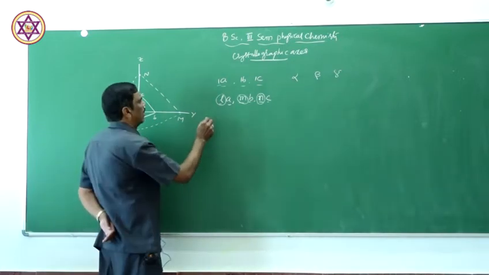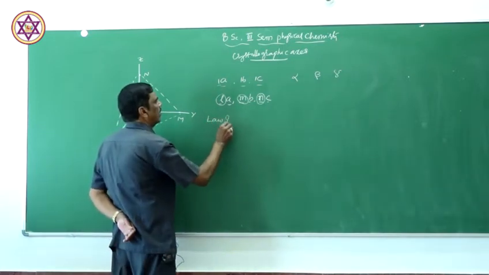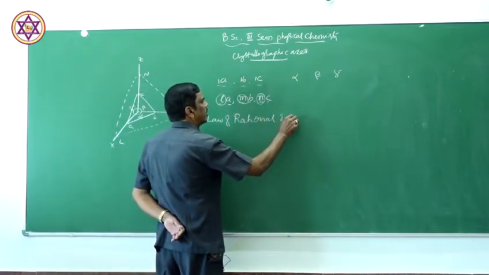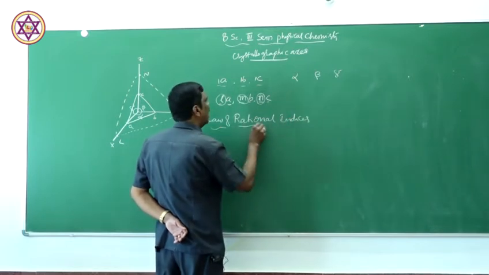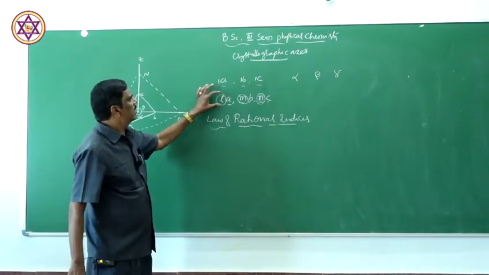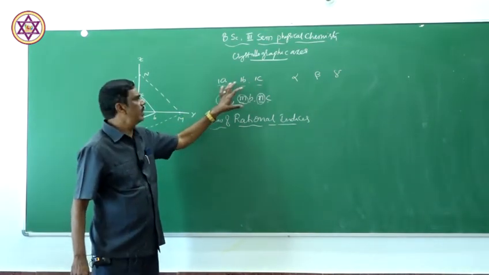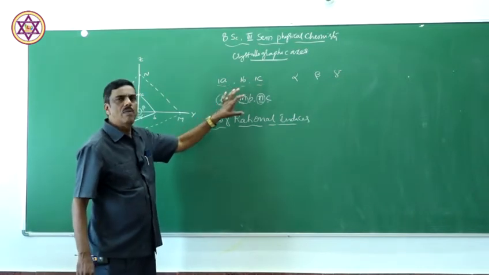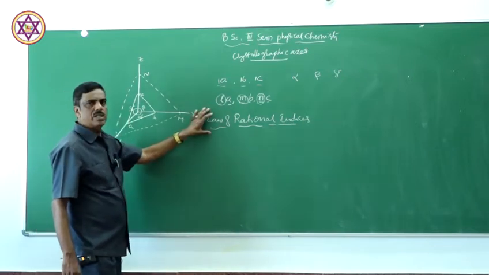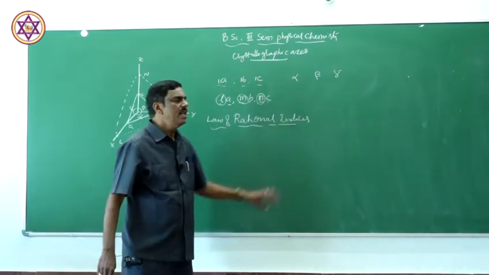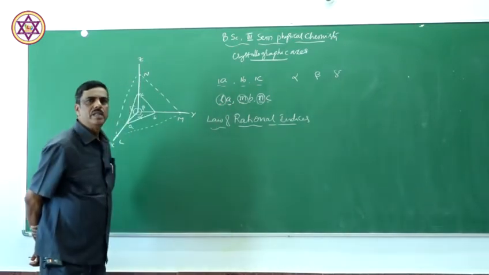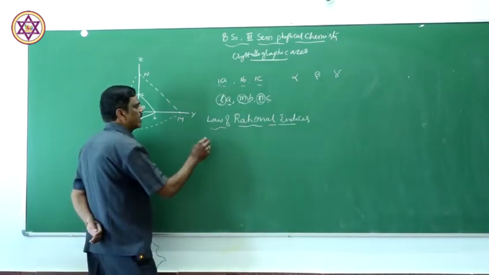Therefore, there is a law called the law of rational indices. This law tells about the relationship between the various faces, the interfacial distances of a crystal. The statement is that the ratio of the intercepts of different faces is always a rational number.